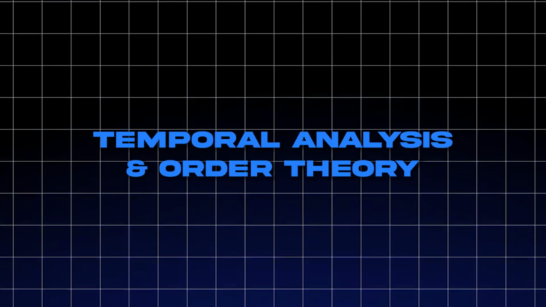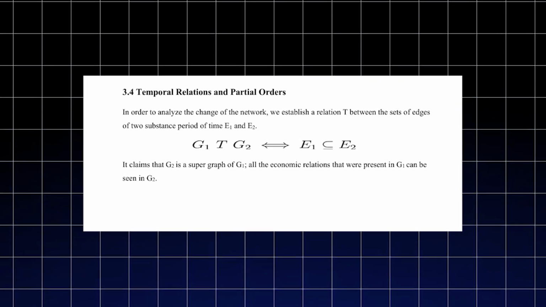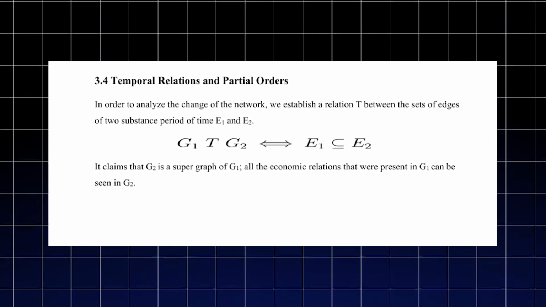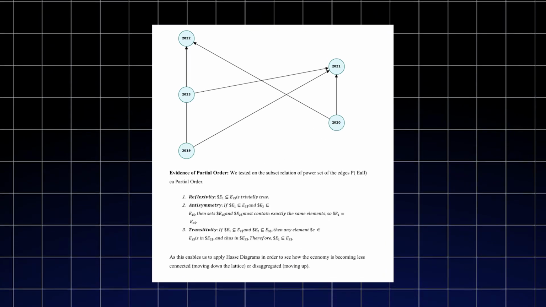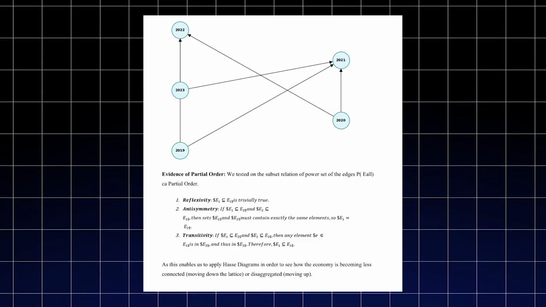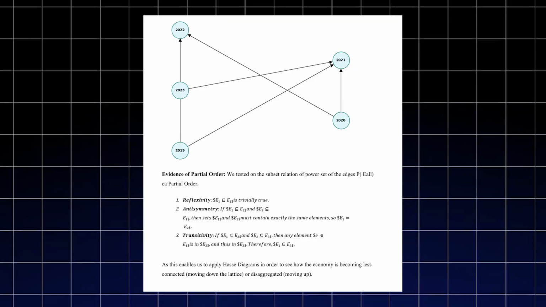We applied order theory to analyze temporal stability. We defined a partial order relation based on the subsets of edges. We asked, is the economy of 2019 a subgraph of 2020? If yes, we mapped it accordingly. We verified the conditions for the partial order: reflexivity, antisymmetry, and transitivity. This allowed us to construct a Hasse diagram.